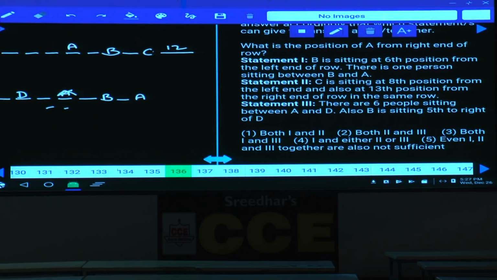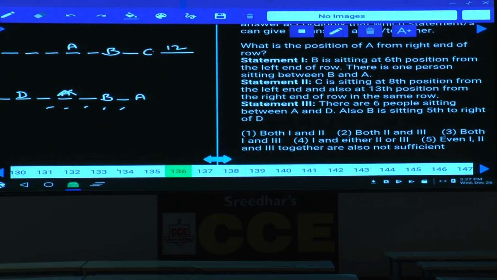A cannot be here. 1, 2, 3, 4, 5. And there are 6 people between A and D. Is it possible here? Supposing 6, we are getting only 5. The condition itself is invalid. Isn't it? Condition number 1, B is seated 6th and there is one person between A and B.